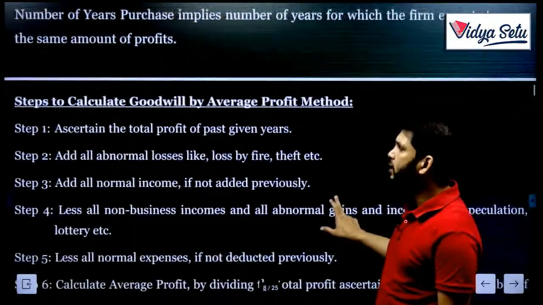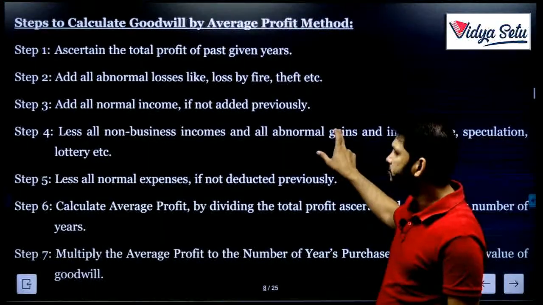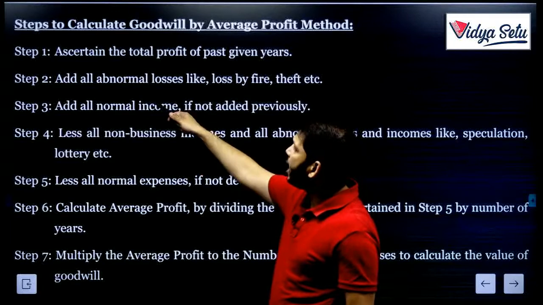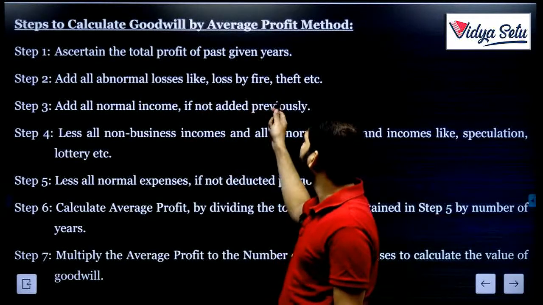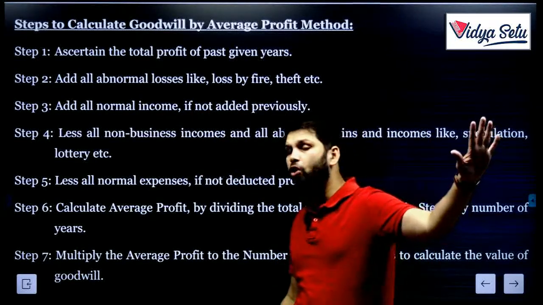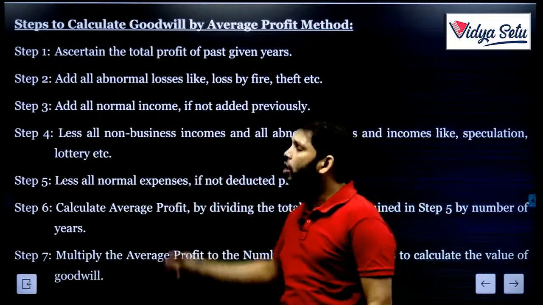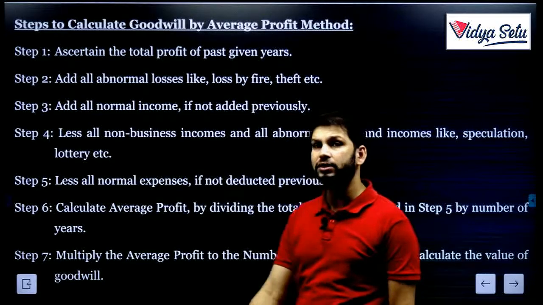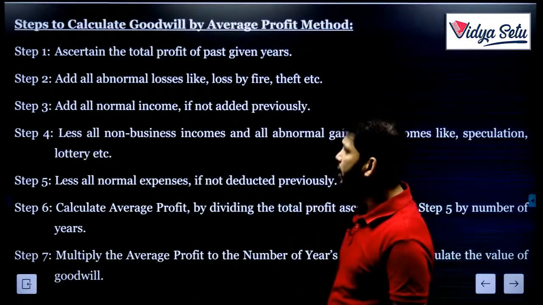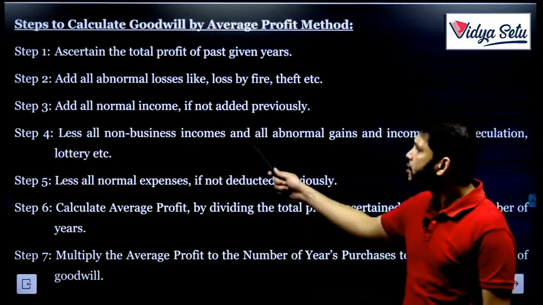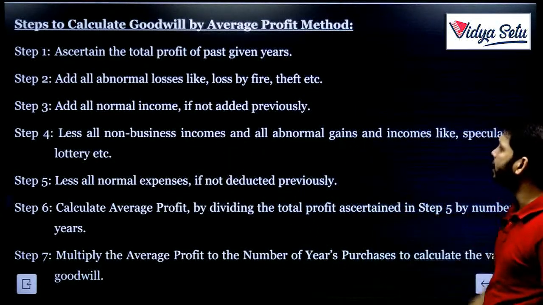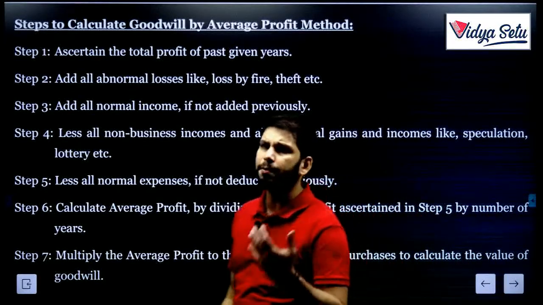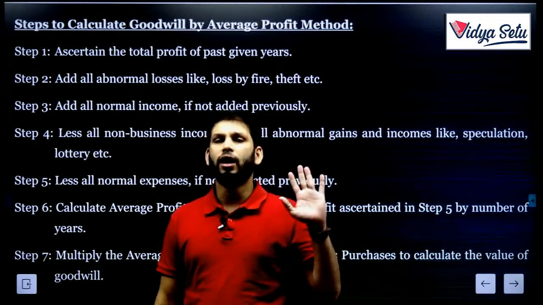Now, what are the steps to calculate by the average profit method? First, find out the past profits. Okay, add all abnormal losses like loss by fire and theft. So abnormal losses are added. In the same way, abnormal incomes. Okay, add all normal income if not added previously. This also should be added. And what is to be subtracted? Non-business incomes and abnormal gains and incomes like speculation, lottery, etc. These are abnormal things, should be taken away.